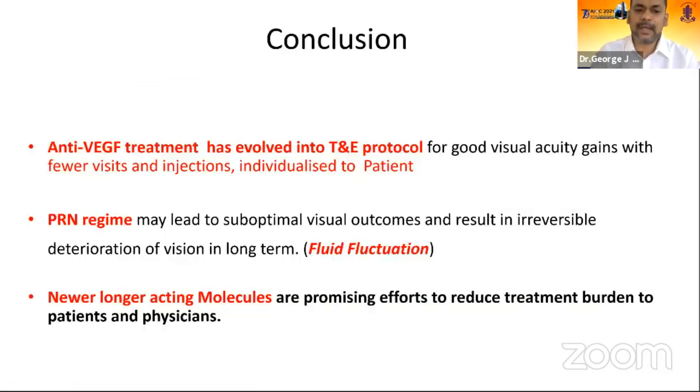over 2 years. So I would conclude by saying that anti-VEGF treatment has evolved into the treat and extend protocol now, for good visual acuity gains with fewer injections and visits individualized to the patient. PRN regimes may have suboptimal visual outcomes and result in irreversible deterioration of vision in the long term, which we see over 5 years or so, because of this fluid fluctuation that happens, as you wait for the fluid to recur to treat the patient.